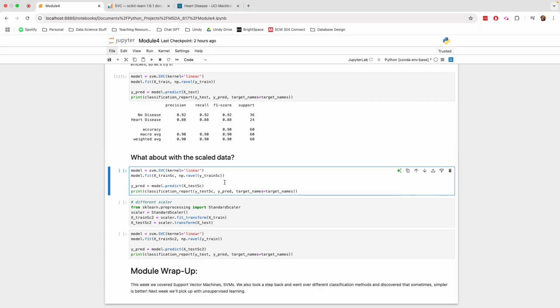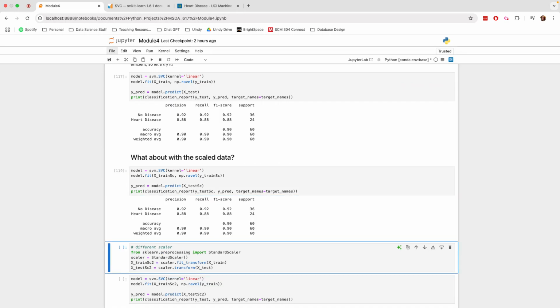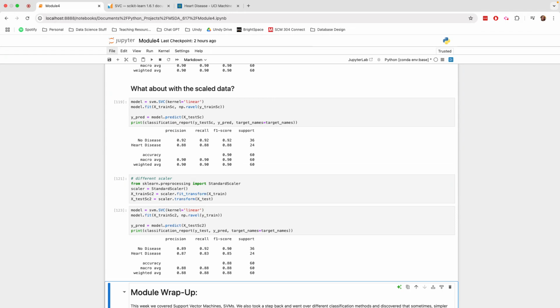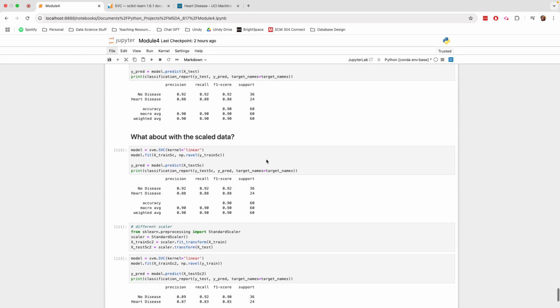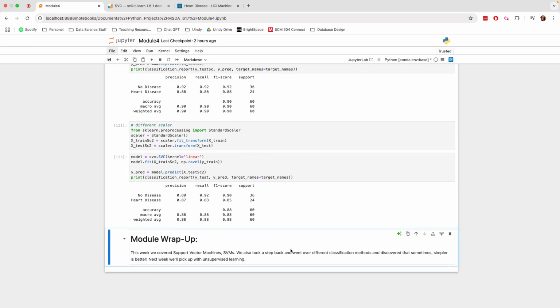Now to wrap this up, scaled data works about the same with the linear model. And there's another scaler you can use, which actually worked a little bit worse. But yeah, we go back to it. And the big thing to know in this module is SVMs are genuinely really cool. They're fascinating to look at. I like studying them. Sometimes simpler is better.